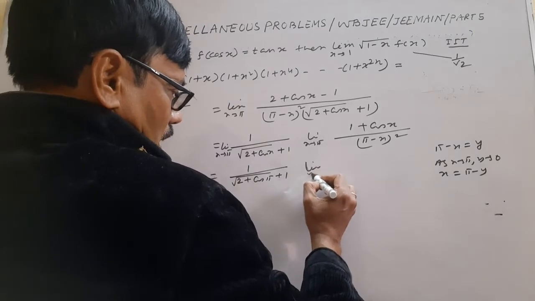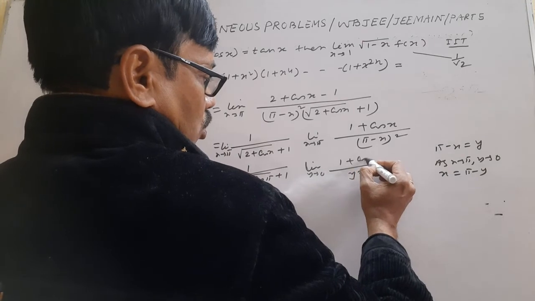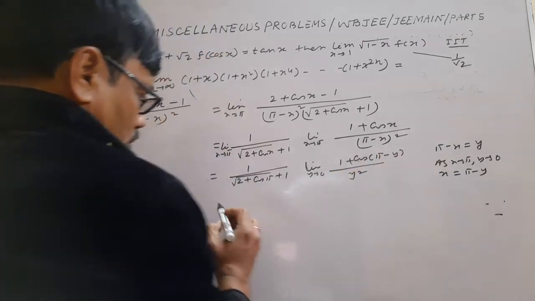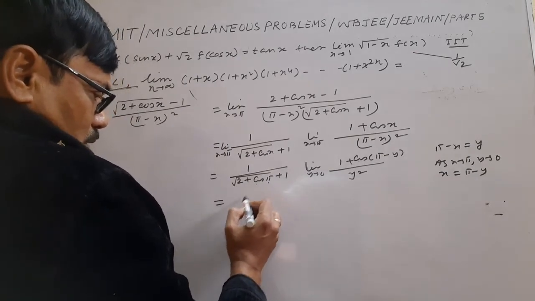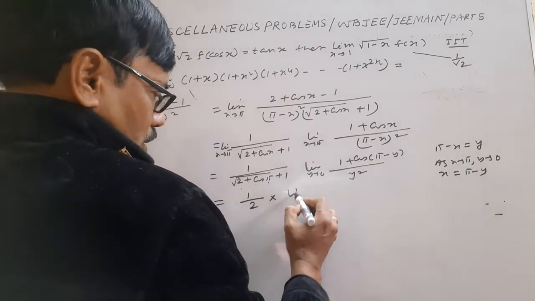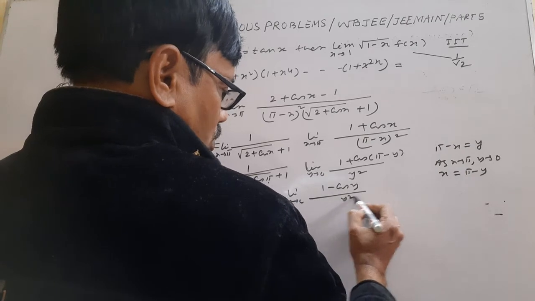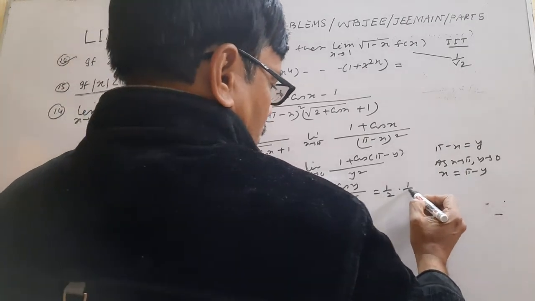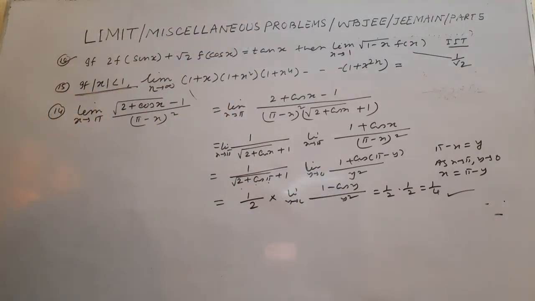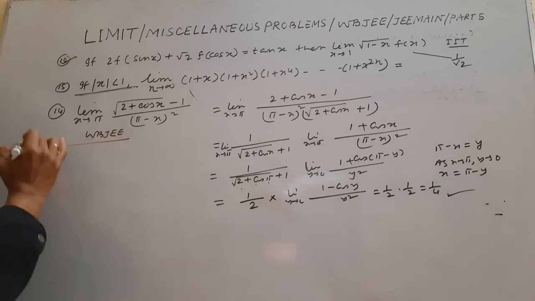So limit y tends to 0, this is y square, 1 plus cos of pi minus y. Cos pi is minus 1. So this is root over 1, 2. And this is limit y tends to 0, 1 minus cos y by y square. So this is a well known limit, half. So the answer is 1 by 4. This is a WBJEE 1 or 2 marks problem.